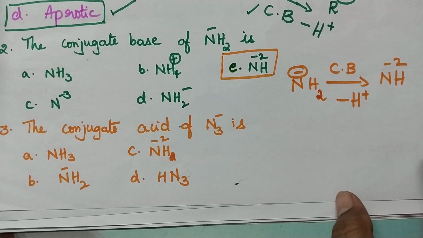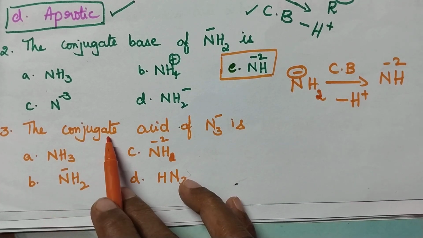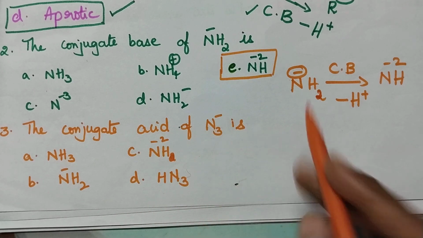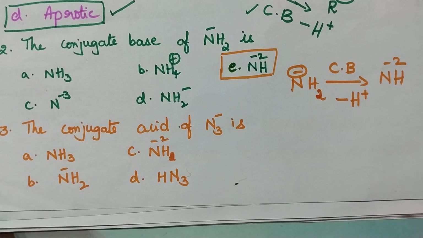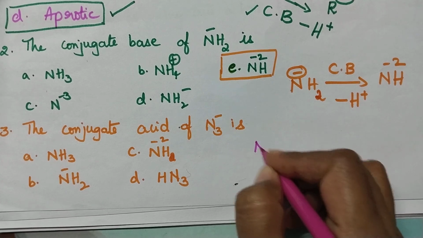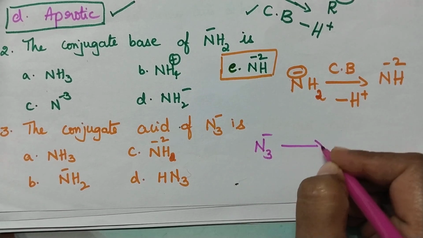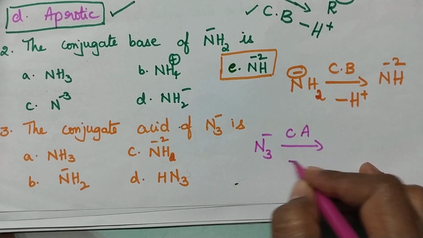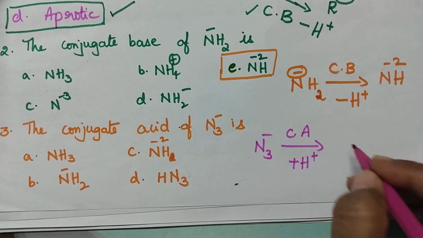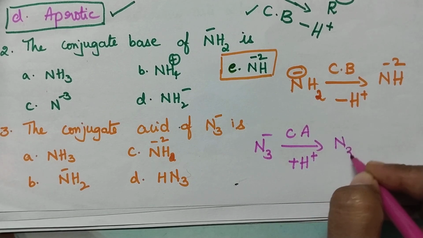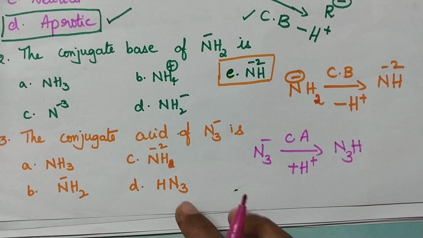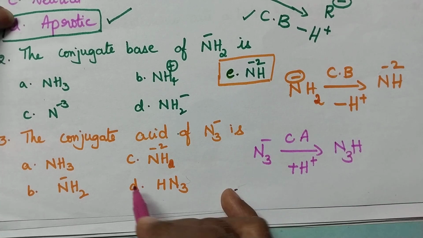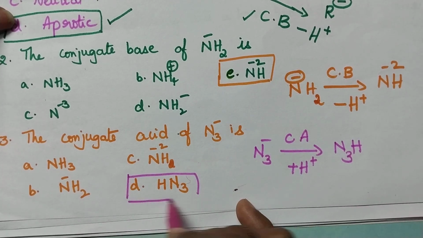Coming to the next question, what is the conjugate acid of N3 minus? The given compound is N3 minus. Here we are supposed to write the conjugate acid. Conjugate acid means add H plus. Then it becomes N3H. So in the given options, where N3H is present, option D is the right answer.